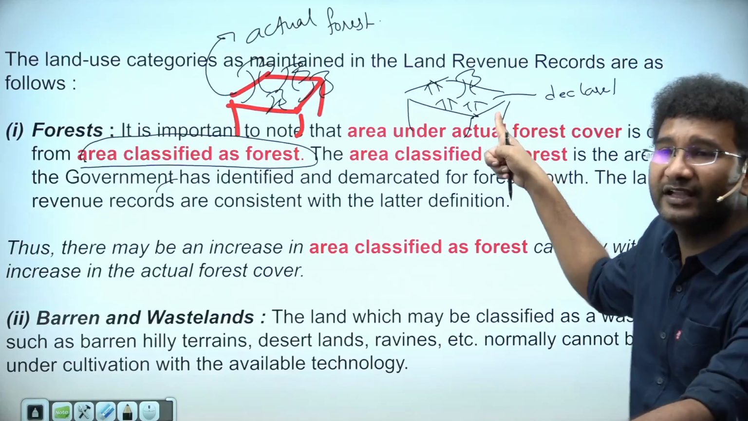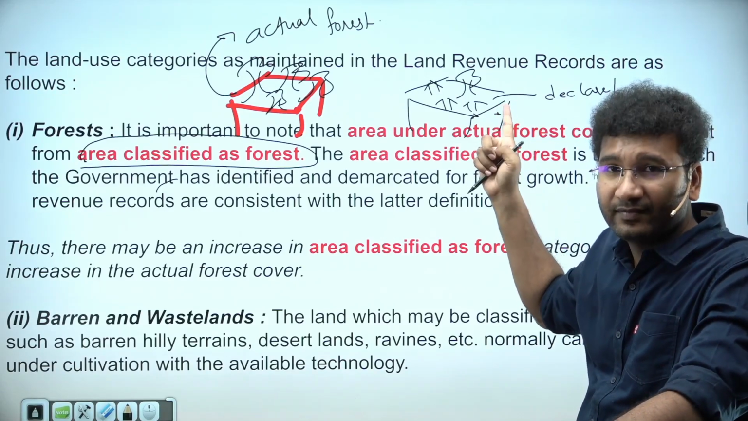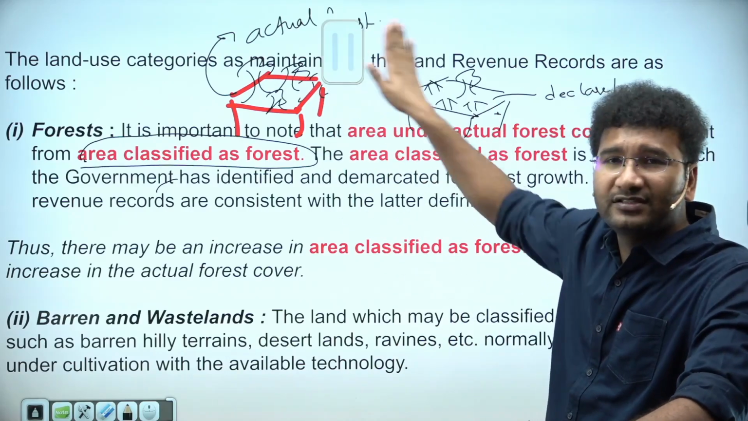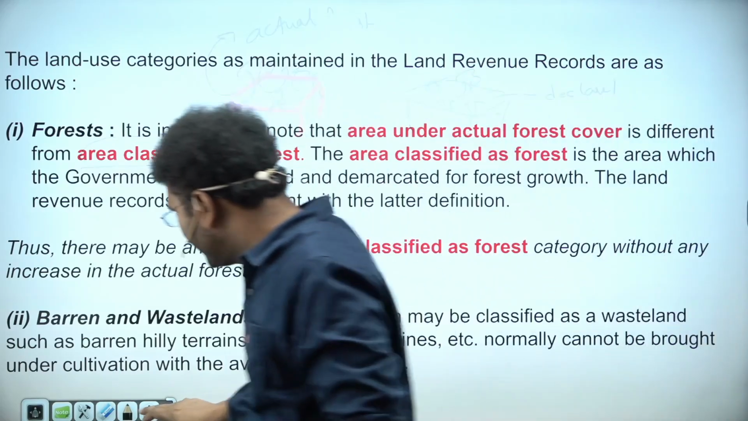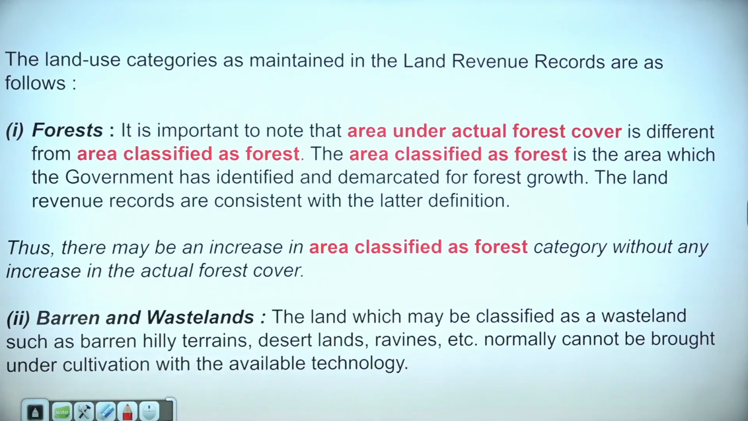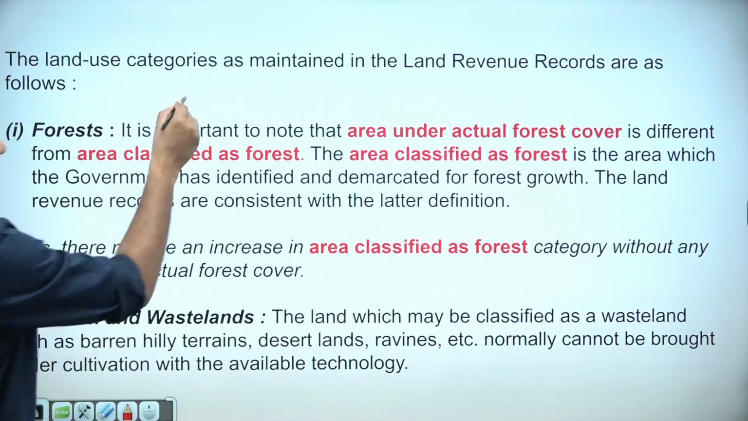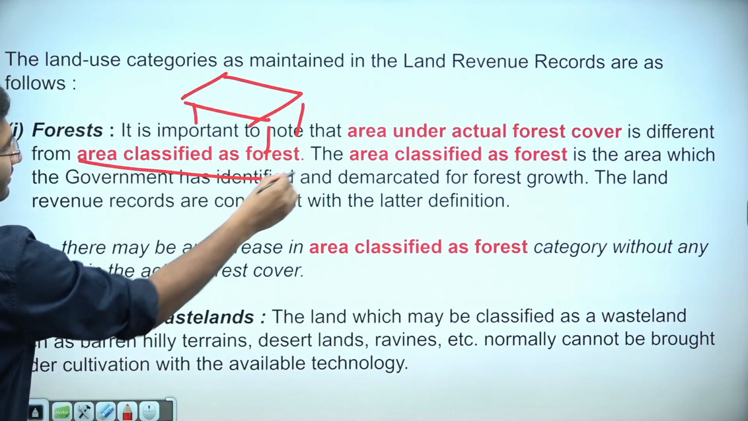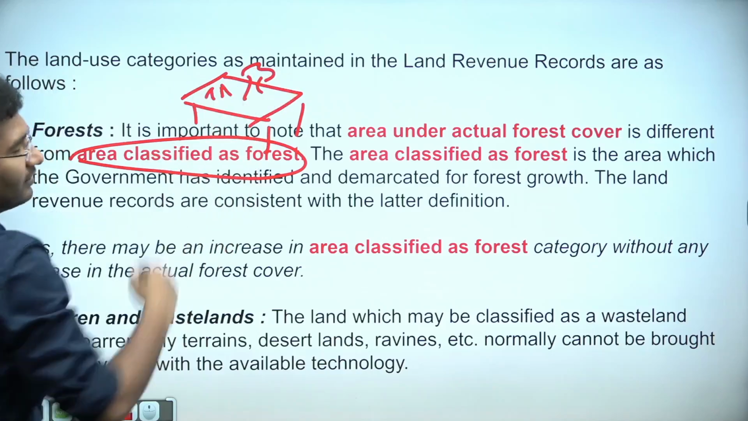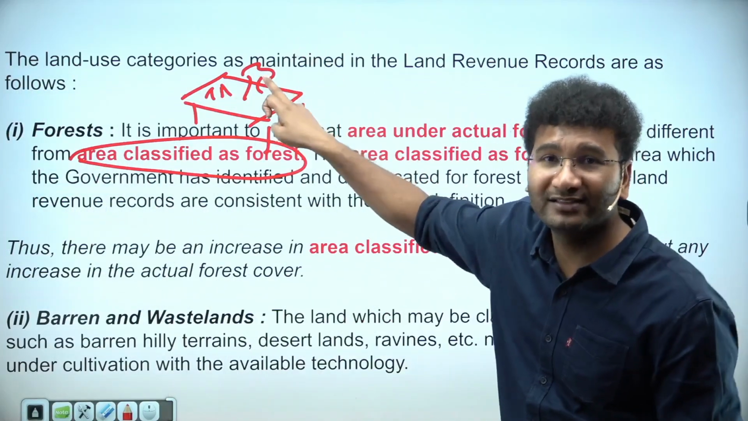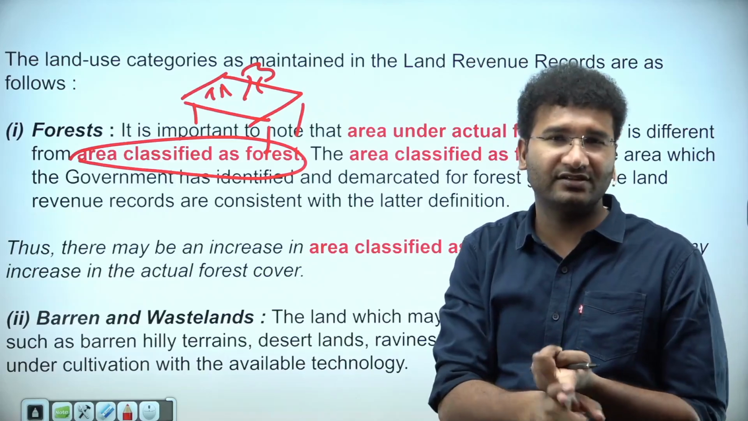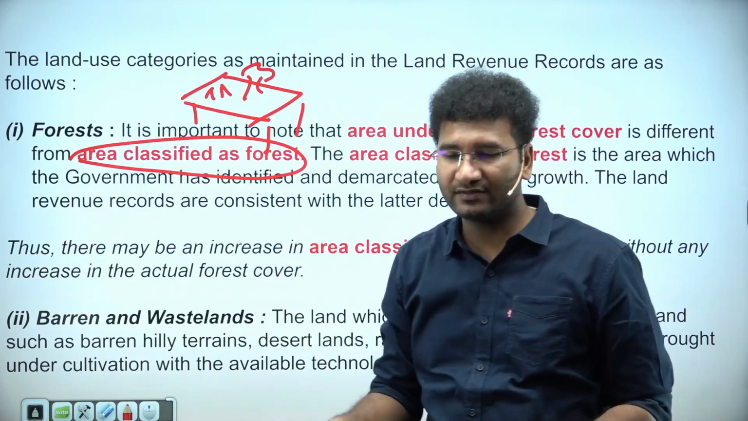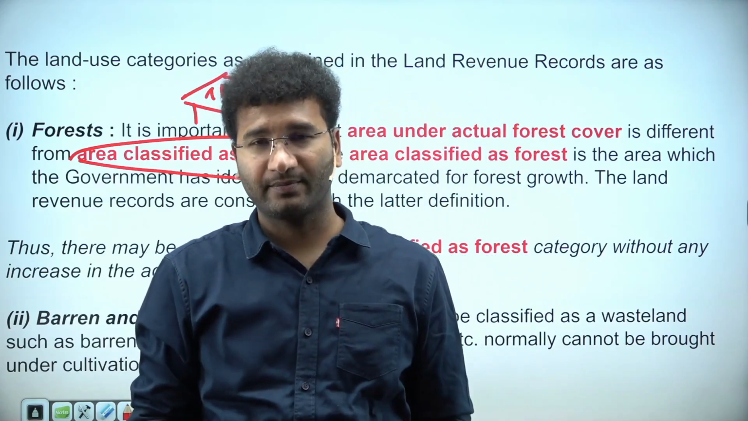See, this area can be classified as a forest. So you need to know the area of actual forest is different from the area under declaration of forest. Here it tries to tell us that the area classified as a forest is the area which the government has identified and demarcated for forest growth. If suppose this is the area classified as a forest, that means the government of India wants to convert this area into forest. So you have to understand the difference. Area of actual forest is different from area classified as a forest. In the classified forest area, there may or may not be forest.